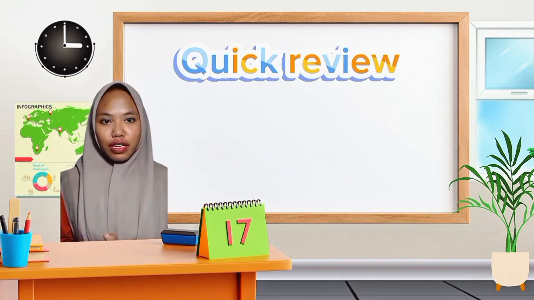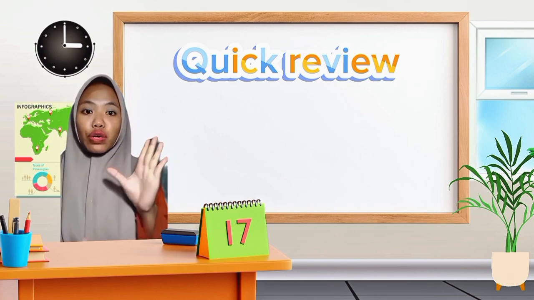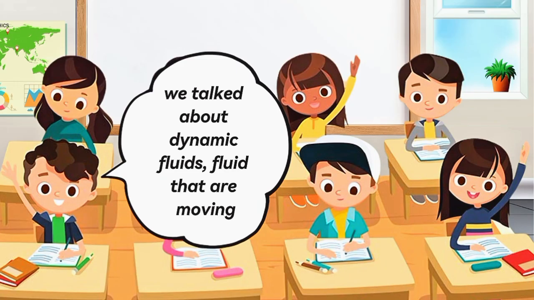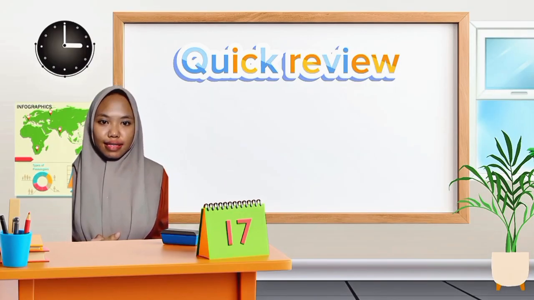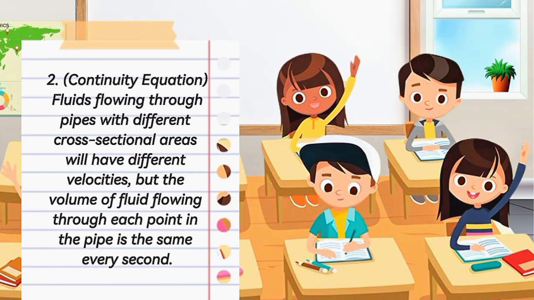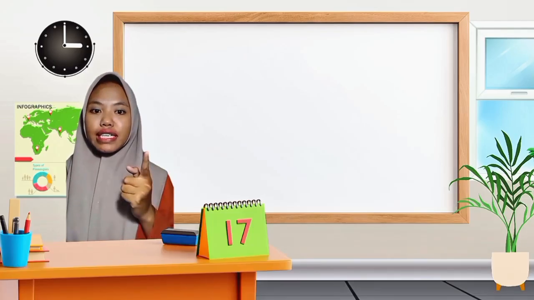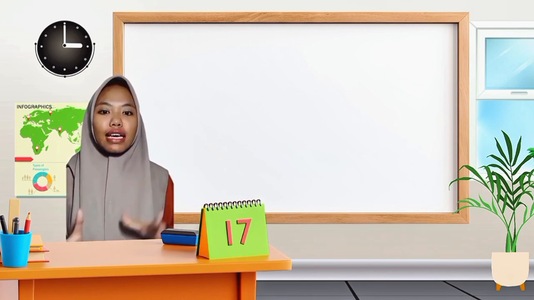Let's do a quick review. We'll remember what we learned last week. We talked about dynamic fluids that are moving. The continuity equation. Fluid flowing through pipes with different cross-sectional areas will have different velocities, but the volume of fluid flowing through each point in the pipe is the same every second. The continuity equation, right? Exactly.